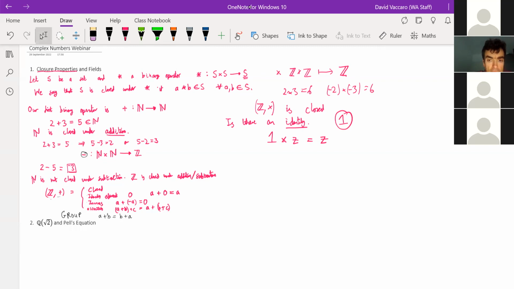Next question, inverses. For each integer, is there an inverse integer that will take me back to 1? So if I've got an integer Z, is there always an integer, let's call it 1 over Z, which will take me to 1? No, there's not. And people have identified 2 problems.